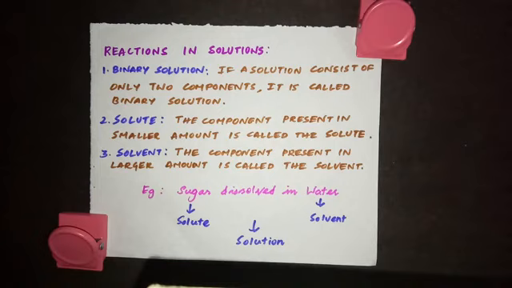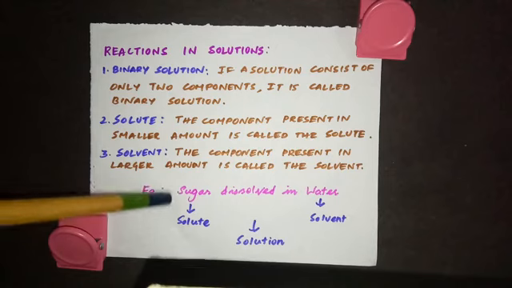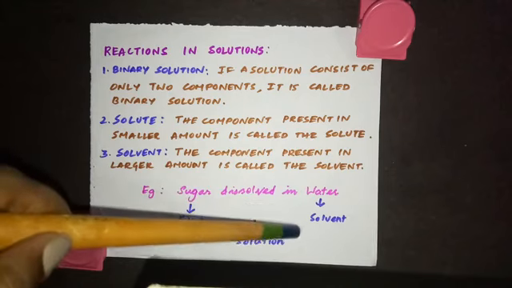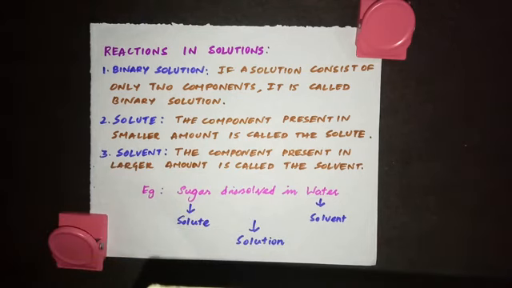So always be clear with these three terms: solute, solvent and solution. Solute is the component that is present in the smaller amount. Solvent is the one which is present in the larger amount. When you mix the solute in the solvent, the resultant mixture is called the solution. So let's take an example. When sugar is dissolved in water, which is the solute here? Sugar is the solute, water is the solvent, and the mixture is called the solution. So a solution contains a solute and a solvent.